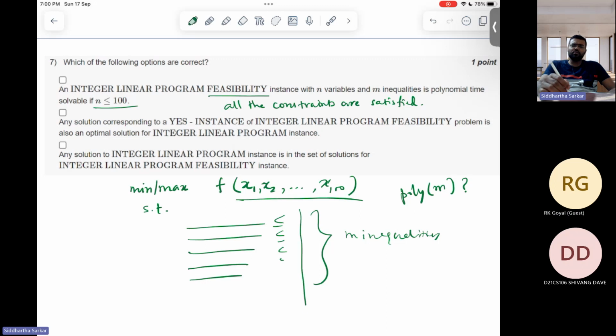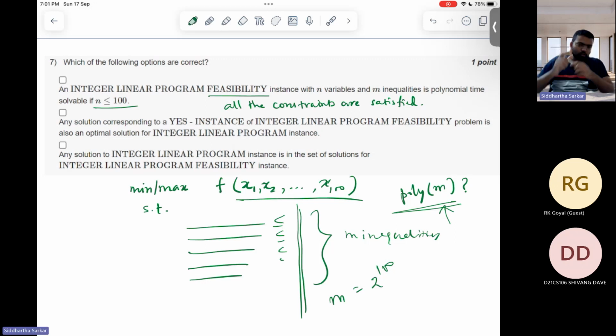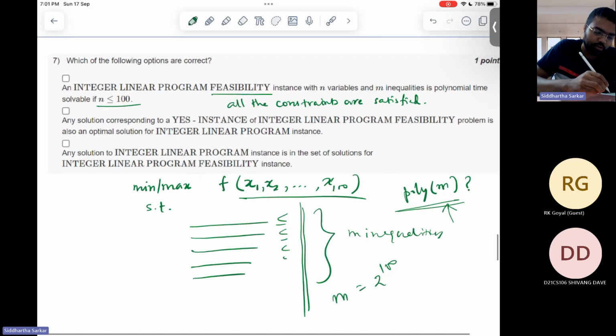Even if there are an exponential number of constraints, maybe m is 2 to the power 100, in this case n is 100. We are asking for a polynomial time algorithm in m. So if m is 100, then polynomial in m is also 100, so we have the liberty to have a lot of running time. As soon as the number of variables becomes constant, or is bounded, we can solve this in polynomial time, as rightly pointed out by Mr. Coyle.